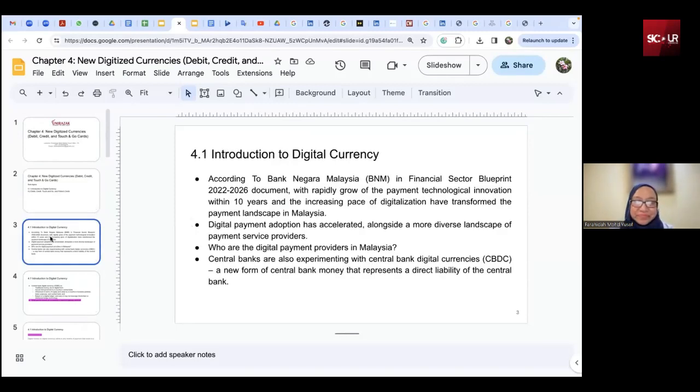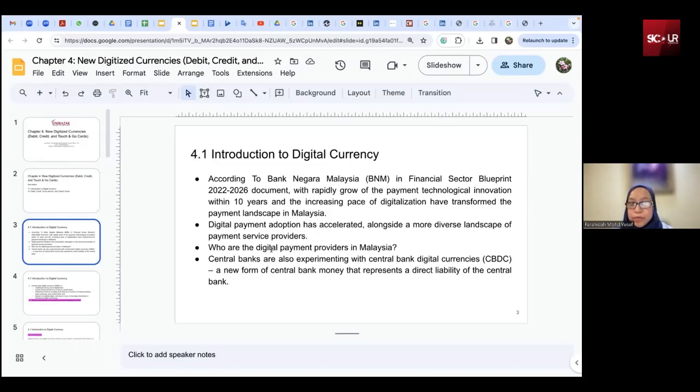Okay. So what is the digital currency? Digital currency or digital payment is the same thing here. According to Bank Negara's financial sector blueprint, the rapid growth of payment technology innovation within 10 years and the increasing pace of digitalization has transformed the payment landscape in Malaysia. Within 10 years, 2022 until 2026, the blueprint document has been completed. So digital payment adoption has accelerated alongside a more diverse landscape of payment service providers.